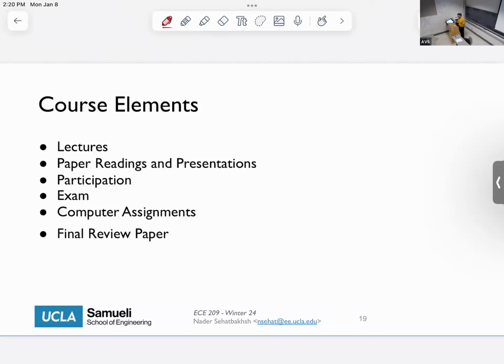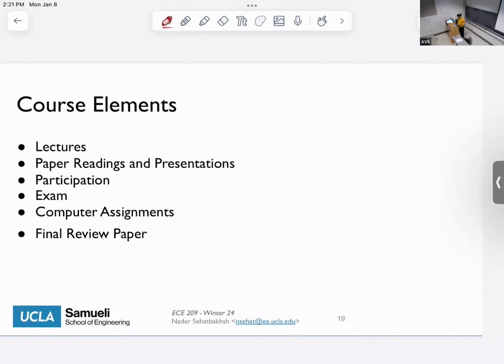So the components of this class are the lectures, obviously. Then there are the paper readings and presentations. Then there's some form of participation. There is going to be one exam. There will be a bunch of computer assignments, and there will be one final paper review. So let's talk about those.